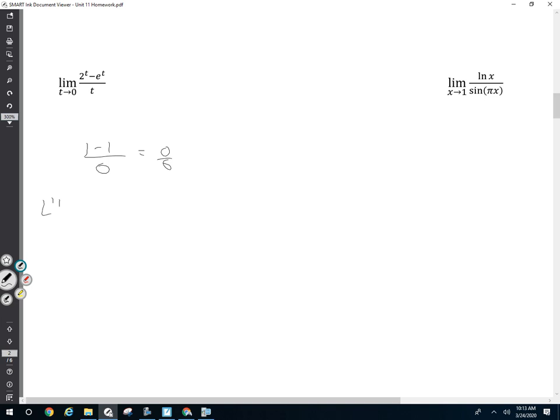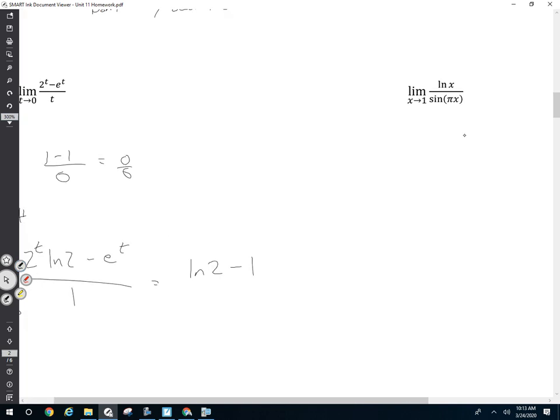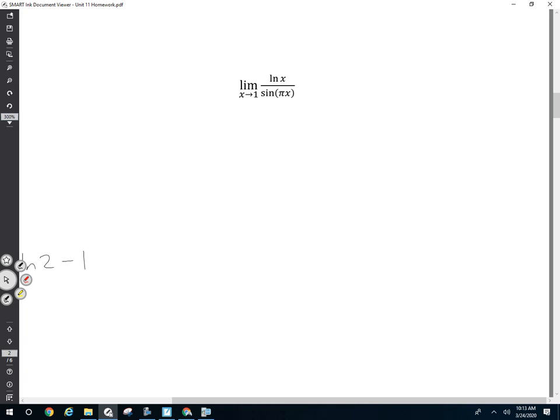Use L'Hopital's rule. The derivative of 2 to the t is 2 to the t log 2. The derivative of e to the t is e to the t. The derivative of t is 1. We'll find the limit as t approaches 0 of this. I get 2 to the 0 log 2 minus e to the 0. So this will be log 2 minus 1. You can check that with your calculator.